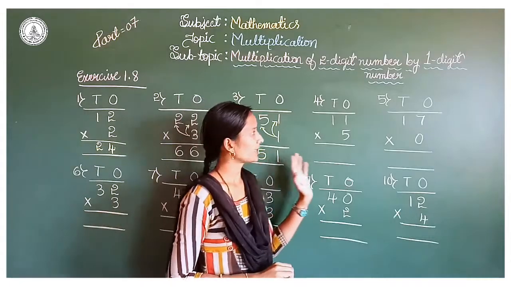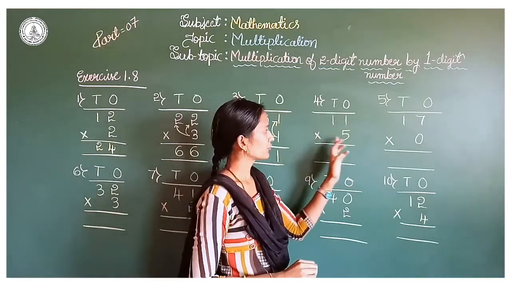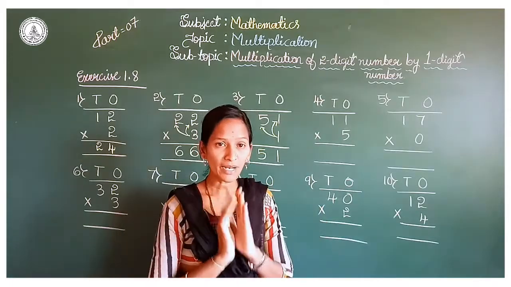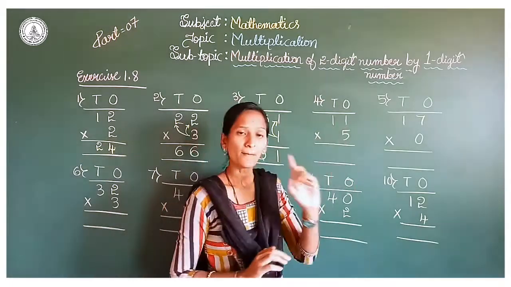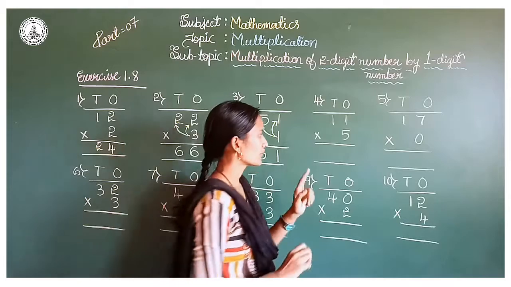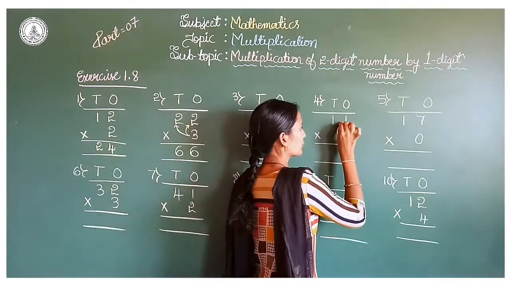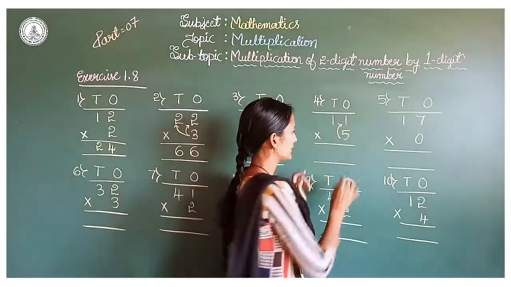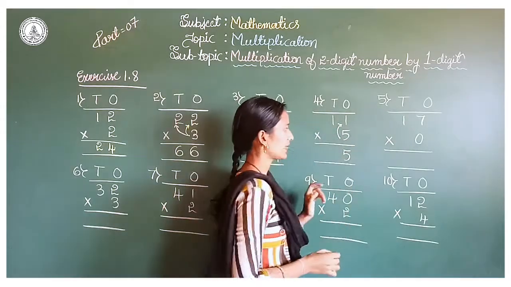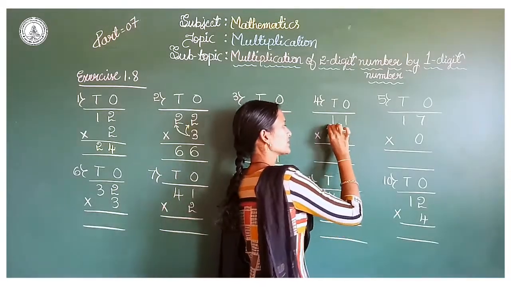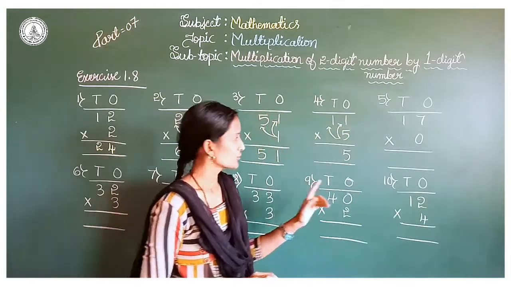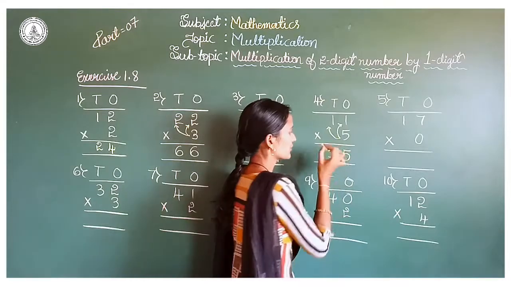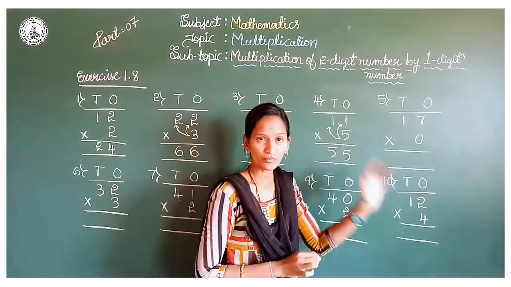So come to the fourth one, 11 into 5, right? In that, 5 is the multiplier and 11 is the multiplicand. The first step is to multiply the ones with the multiplier. So 5 into 1, it is 5. Next, multiply the tens with the multiplier. So 5 into 1 is also equal to 5. So 55 is the product.